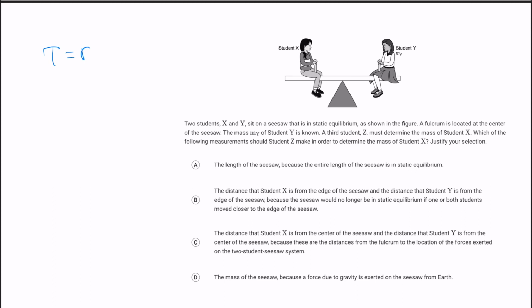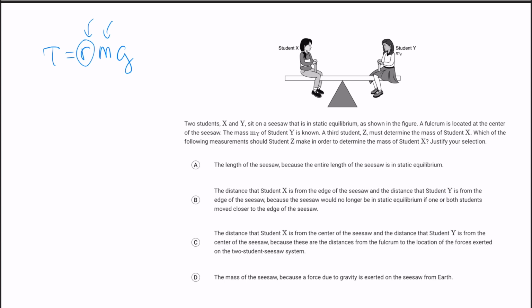In this case, the lever arm is the seesaw, and that force is going to be made up of force due to gravity. So I'm just going to go ahead and say mg, where m is the mass of the object that is generating the torque. All right, so we know that for student Y, we know the mass, but we don't know how far they are from the axis of rotation. So we know mass, we know gravity, but we don't know r.